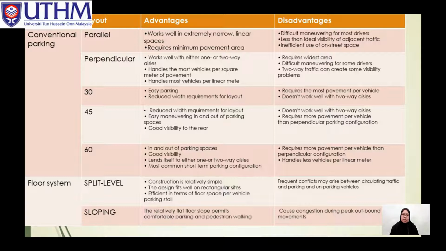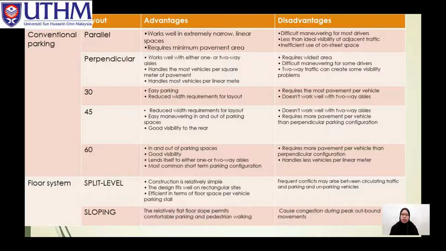of on-street space. While for perpendicular, the advantages is works well with either one or two-way aisles, handles the most vehicle per square meter of pavement, and also handles most vehicle per linear meter. The disadvantages is it requires widest area, difficult maneuvering for some drivers, and also two-way traffic can create some visibility problem. While for 30° layout, the advantages is easy parking and reduced width requirements for layout, while for the disadvantages it requires the most pavement per vehicle, and it doesn't work well with two-way aisles or two-way path.